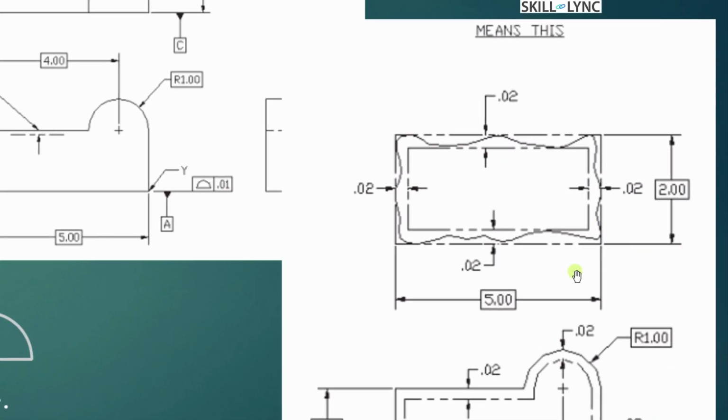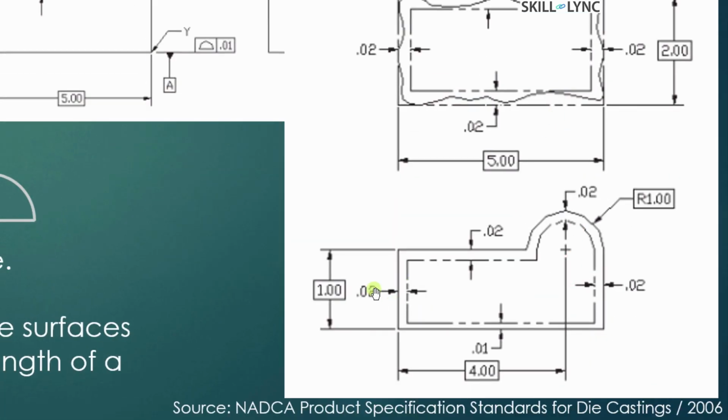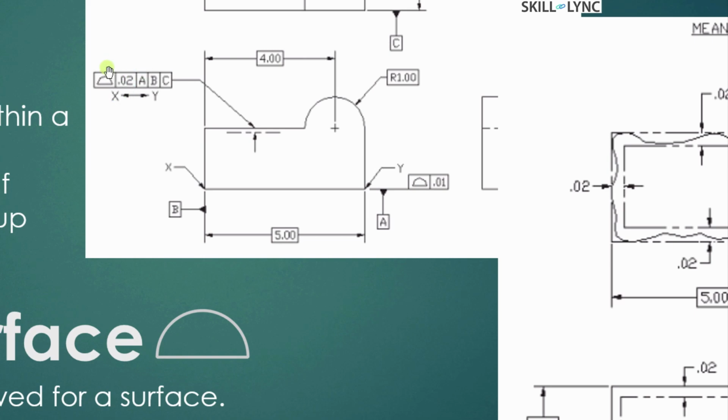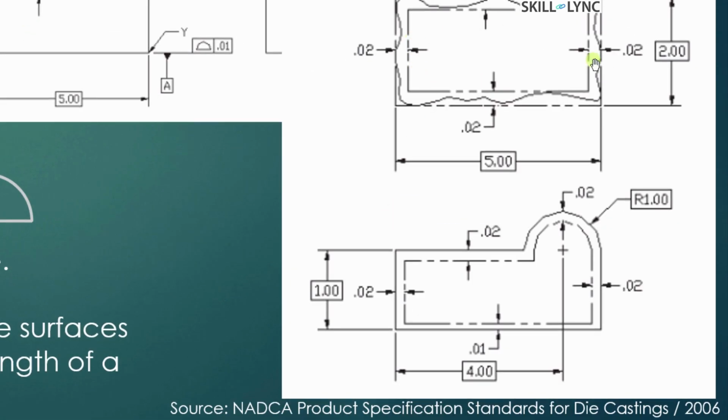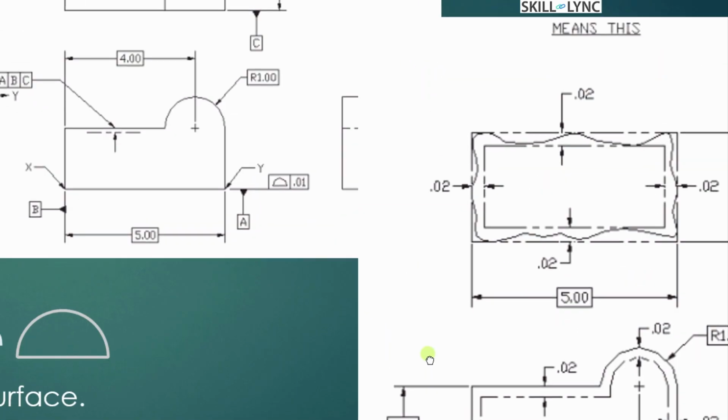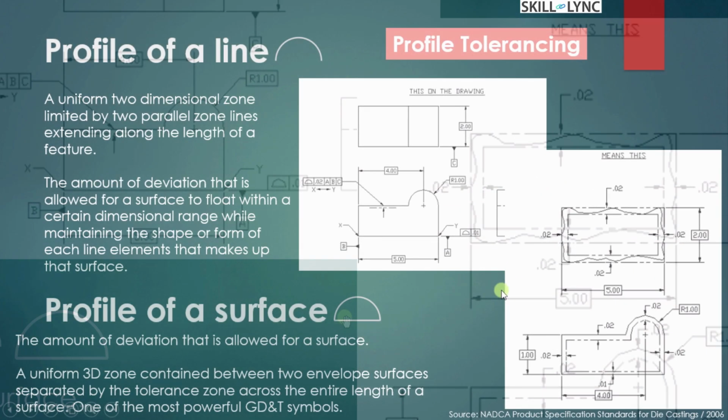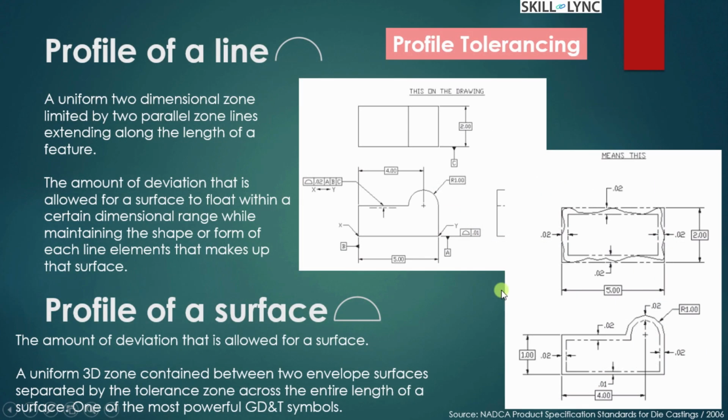So if you can see that for this, when we apply this profile of surface, then it is applied on all the views, wherein it's all constrained by this 0.02 dimension. So we are getting a strict profile or the form control of the entire object in its 3D view.